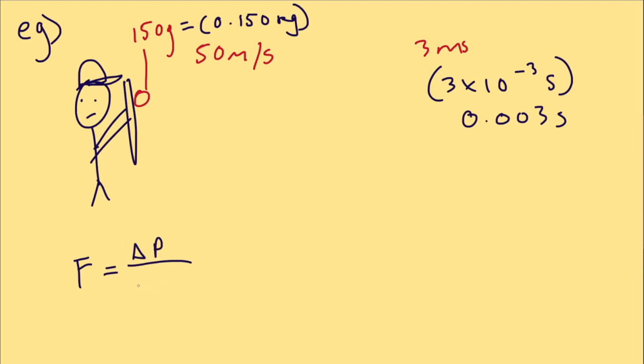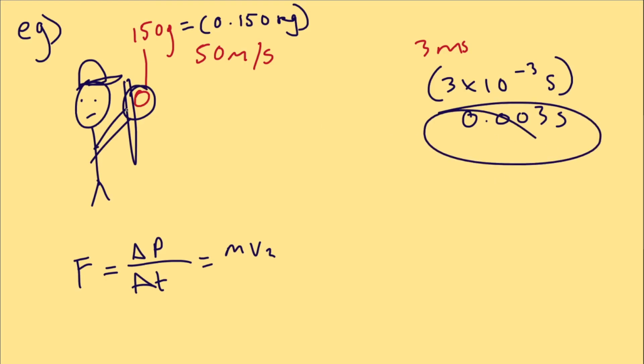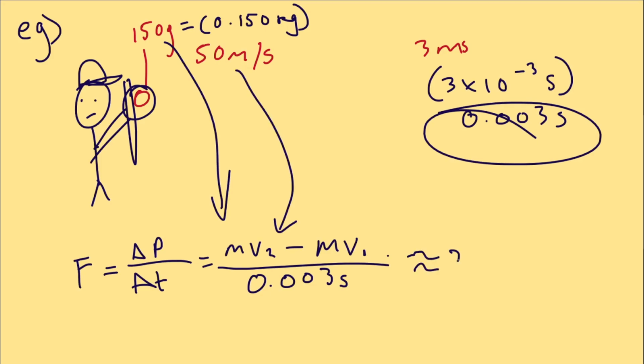Change in momentum divided by change in time. Change in momentum would be the final momentum, so the momentum just after the ball leaves contact with the bat, minus the momentum of the ball at the start, which is when it gets hit. Divided by the change in time, which is this many seconds. That's how long it's in contact with the bat. If you go and plug in your values, then you get roughly 2,500 newtons of force.